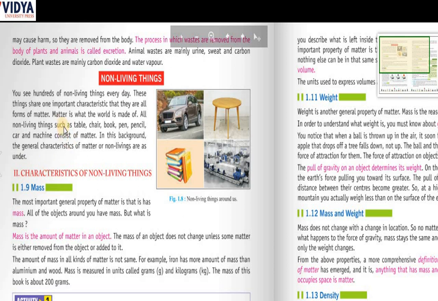So, what is matter? Matter is anything that has mass and occupies space. So all non-living things have this one particular characteristic, that they are all forms of matter. Let me tell you that there are three forms of matter: solid, liquid and gas. So now see the characteristics of non-living things.